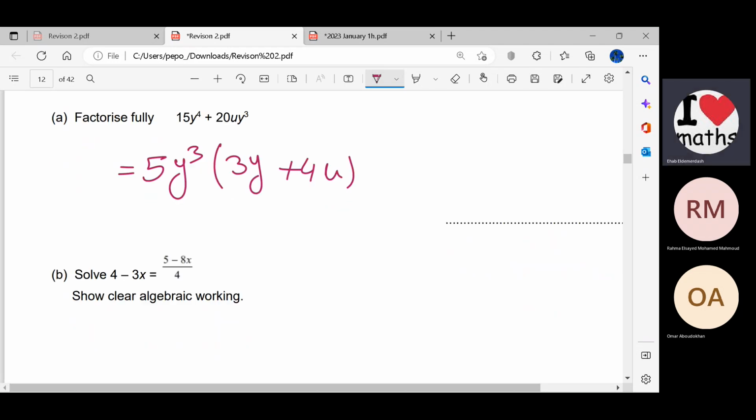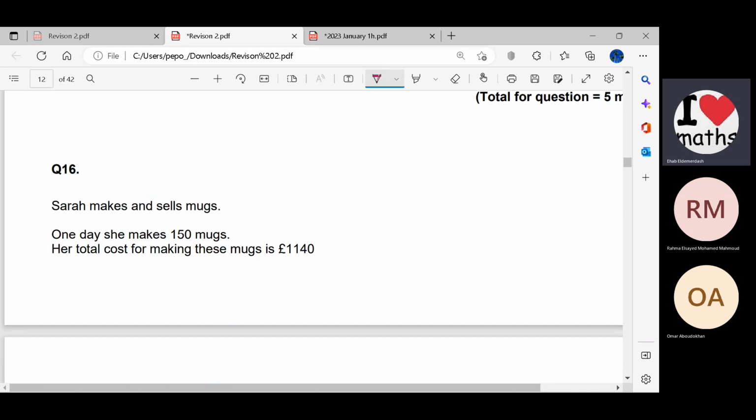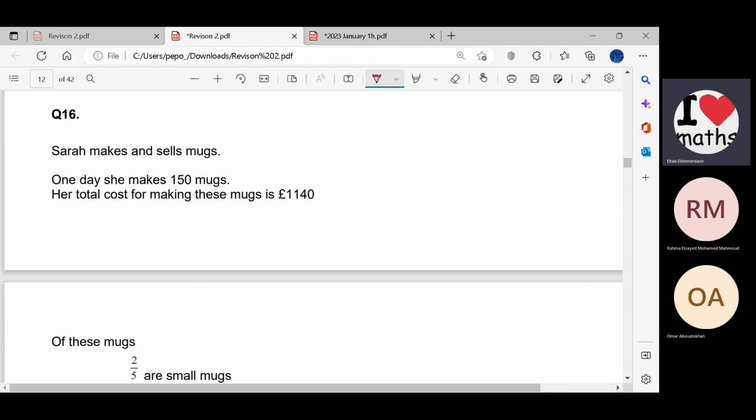Okay. This is the same as what we just solved a while ago. It's over 1, I can go through the cross multiplication. Let's see this question. Sarah makes and sells mugs. I think we did this question before, actually. I gave it to you in an exam. Wait. Sarah makes and sells mugs.